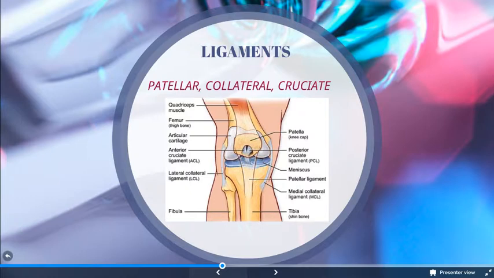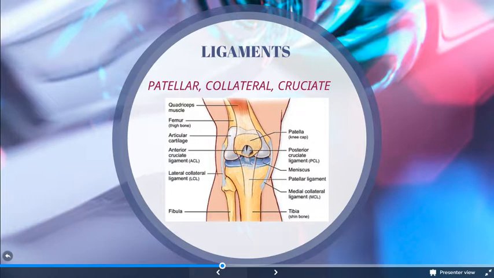The cruciate ligaments are intracapsular ligaments, which means that they are located within the capsule that attach the femur to the tibia while forming a cross structure. Fun fact, the name cruciate derives from the Latin word cruci, meaning cross.